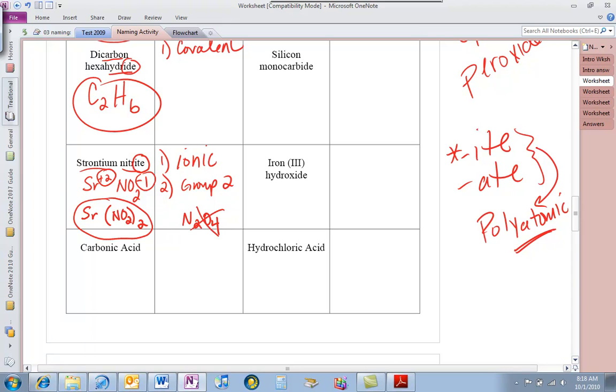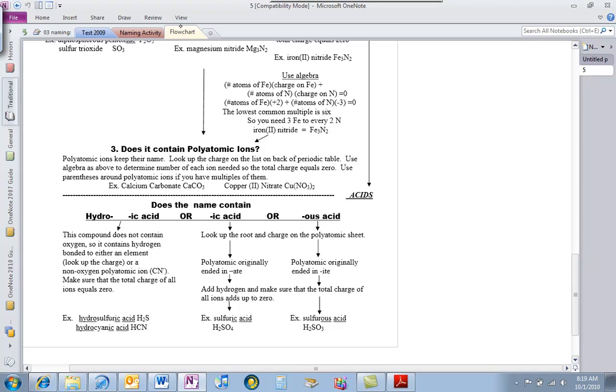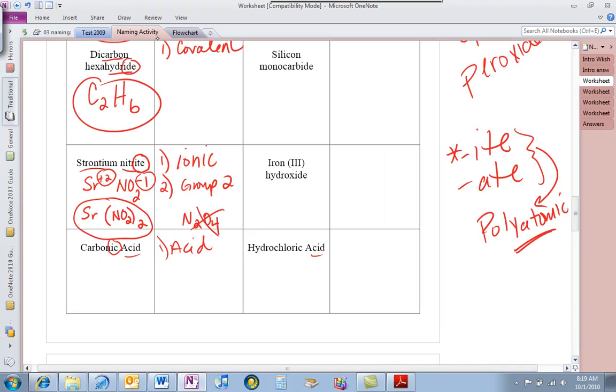So down here for our acids. It ends in acid. That makes it really easy to be like, oh, that's an acid. Then it's carbonic. So remember, if we look at our flow chart, if it was a hydro-ic, we do this. If it's just ic, we look here. So it says look at the root and charge on the polyatomic ions sheet. So find the polyatomic that originally ended in ATE. Yeah. So find the original polyatomic. What is it? It's carbonate. So CO3 minus 2, I think, right?